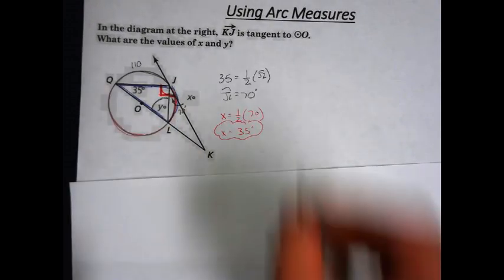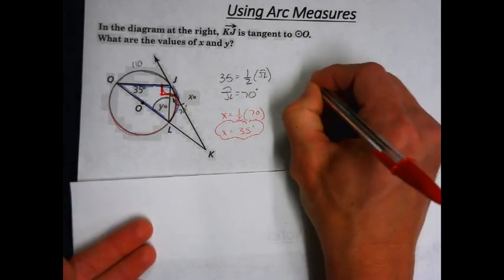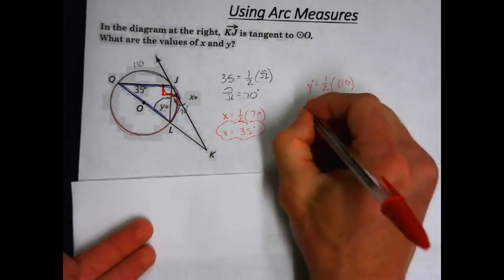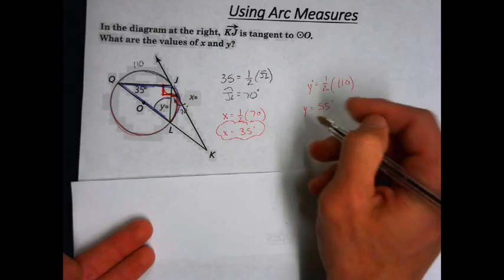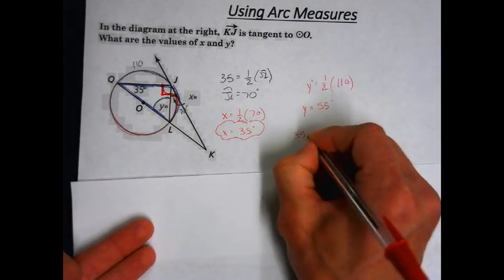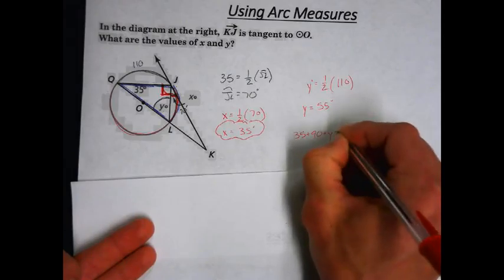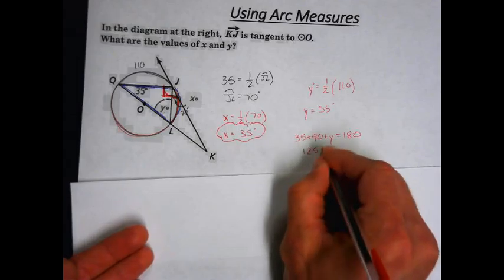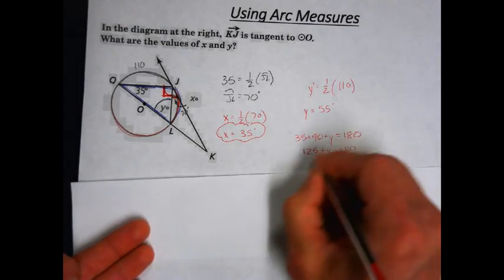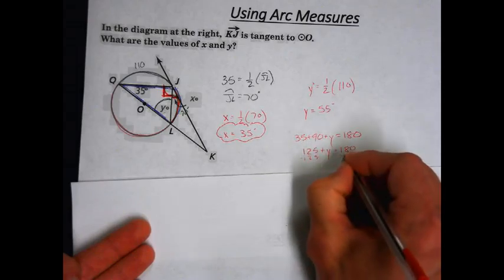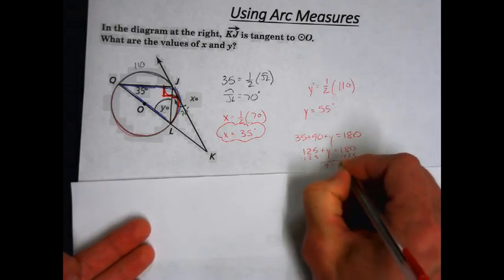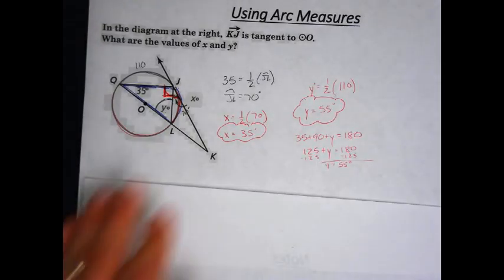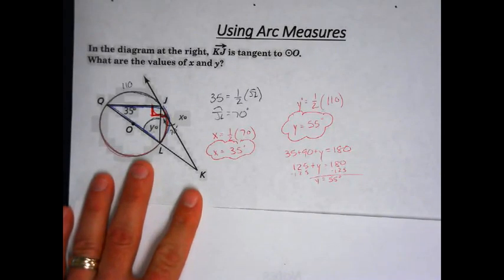So there are different ways that we can do it. We can either say y degrees is half the arc that it intercepts, 110, which is 55. Or we could say 35 plus 90 plus y equals 180, because those are the three interior angles of a triangle. So we have 125 plus y equals 180, and we subtract 125 from both sides, and voila, 55. Either way, y equals 55 degrees. No matter how you slice it, you're going to get the same answer. There are many different ways to skin a circle in this lesson.